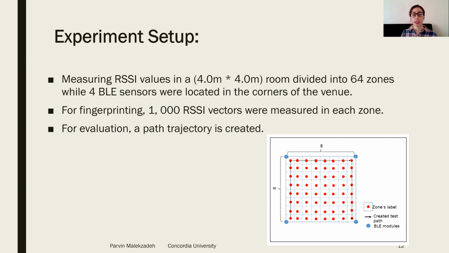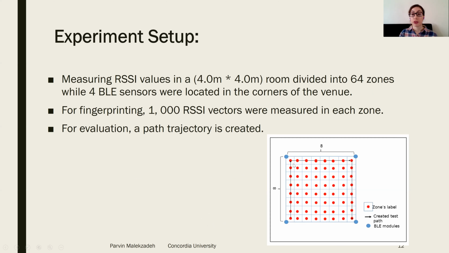Our experiment setup. We measured RSSI values in a 4 meter by 4 meter room that we divided into 64 square zones, where the dimension of each zone is half a meter by half a meter. And we located 4 BLE beacons in the corners of our room. For fingerprinting, during the offline phase, we measured 1000 RSSI vectors at each zone. And for evaluation or test, a path trajectory is created, which is shown by the black line.